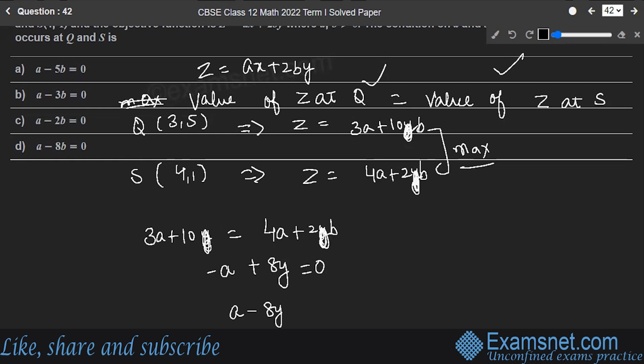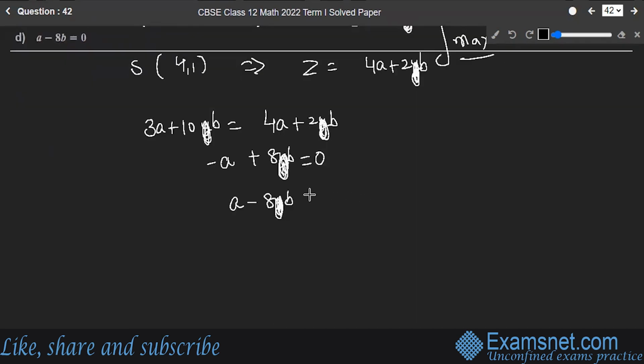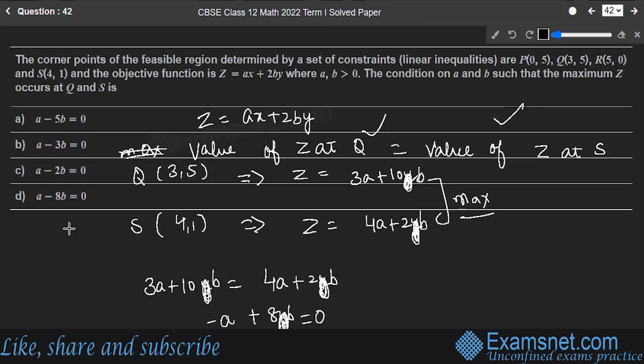Oh, because we filled the value for y, right? So this was supposed to be b everywhere instead of y. So that makes 8 minus 8b equal to 0, which is your option C. Hope you got that, right?